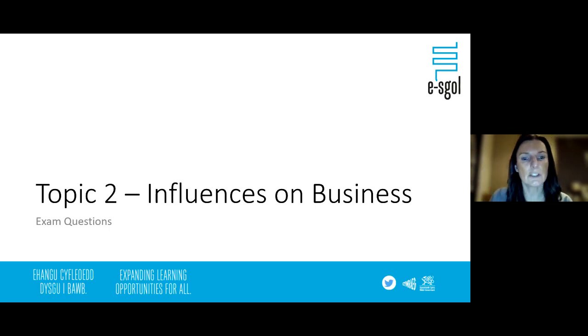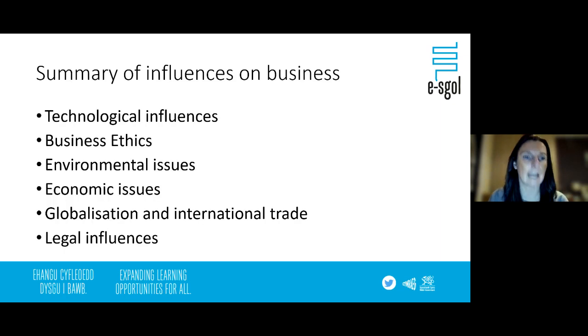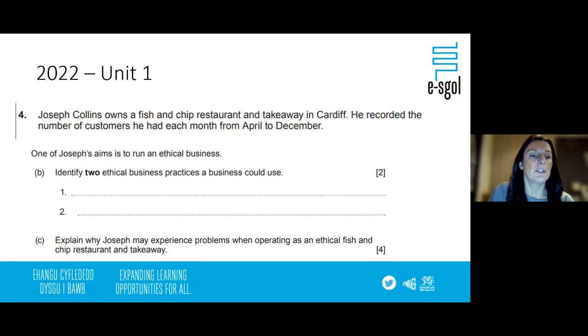Okay, so we looked at topic 2, which was influences on business. The things that we looked at within that section of the pre-recording were technological influences, business ethics, environmental issues, economic issues, globalisation and international trade, and legal influences also. So we're looking at a question from 2022 from the Unit 1.